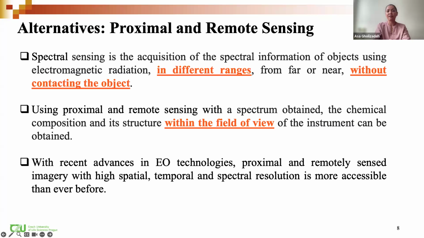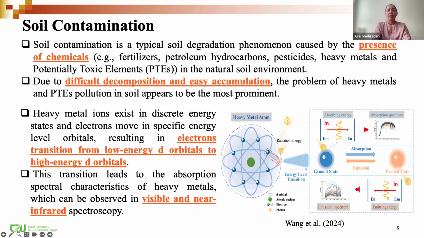In addition, with recent advances in Earth observation technologies, proximal and remotely sensed imagery with high spatial, temporal, and spectral resolution is more accessible than before. From all the different kinds of soil degradation factors, we focus here on soil contamination. Soil contamination is a typical soil degradation phenomenon caused by the presence of chemicals such as pesticides, fertilizers, petroleum hydrocarbons, and heavy metals and potentially toxic elements in the natural soil environment.